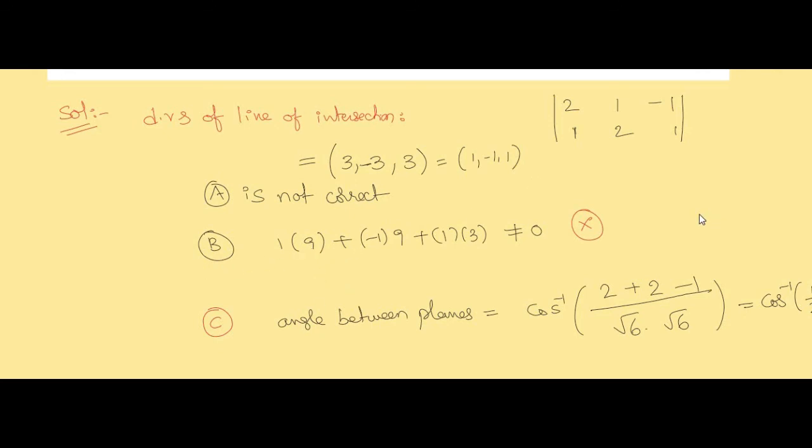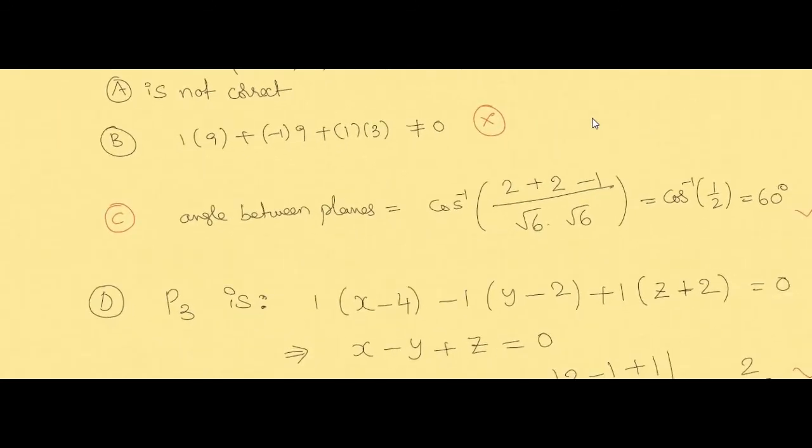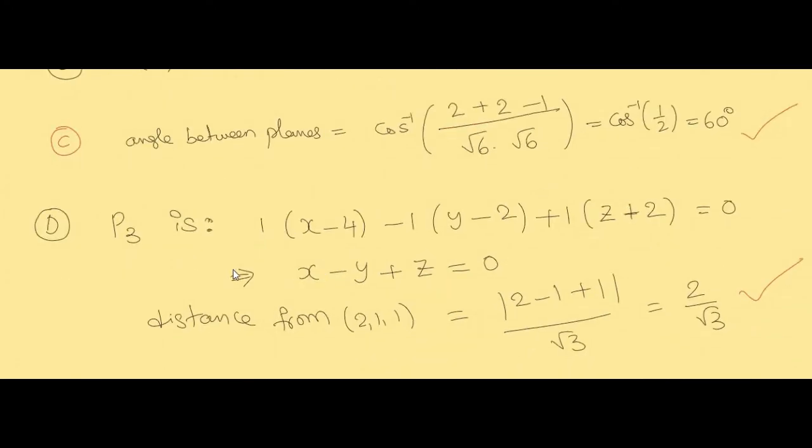So you can verify B. Using the angle, that is also not correct. Now P3 is passing through the given point and having DRs of normal as 1, minus 1, 1. So that is A(x minus x1) plus B(y minus y1) plus C(z minus z1). Then we will get the answer after applying the distance formula.